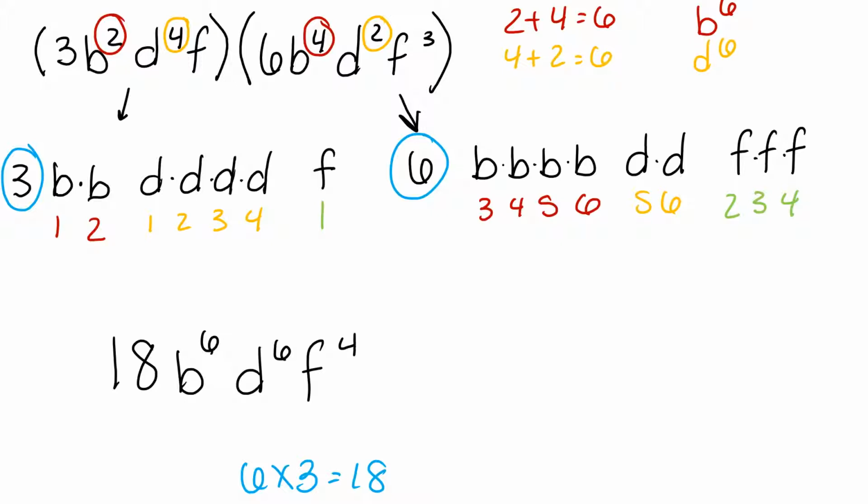And then f. Remember, here there is no exponent written, and so we know that that is a 1. 1 plus 3 equals 4. F to the 4th power. Multiplying the coefficients, 3 times 6 gives us 18. 18, b to the 6th, d to the 6th, f to the 4th.